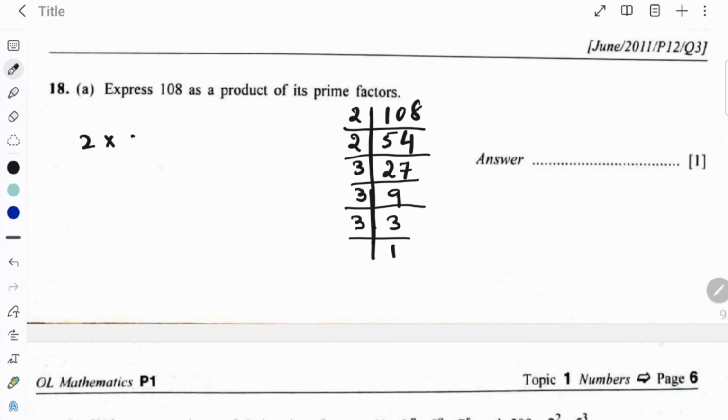So 2 into 2 into 3 times 3 times 3. Now afterwards it is 2 squared into 3 cubed. So write down 2 squared into 3 cubed.